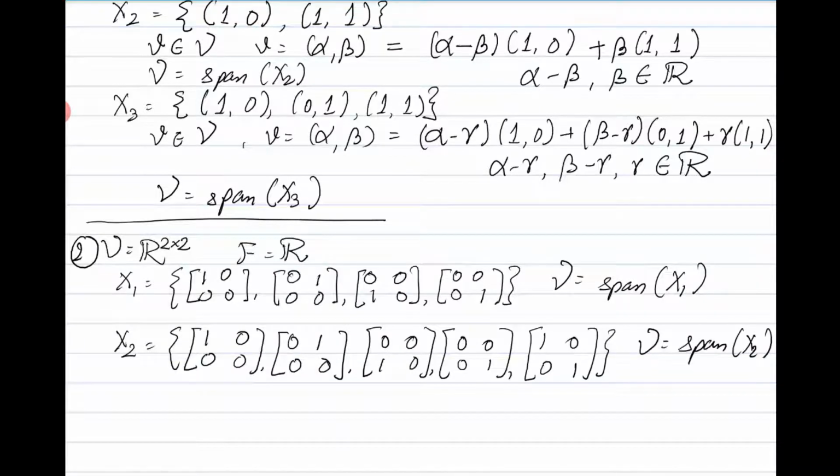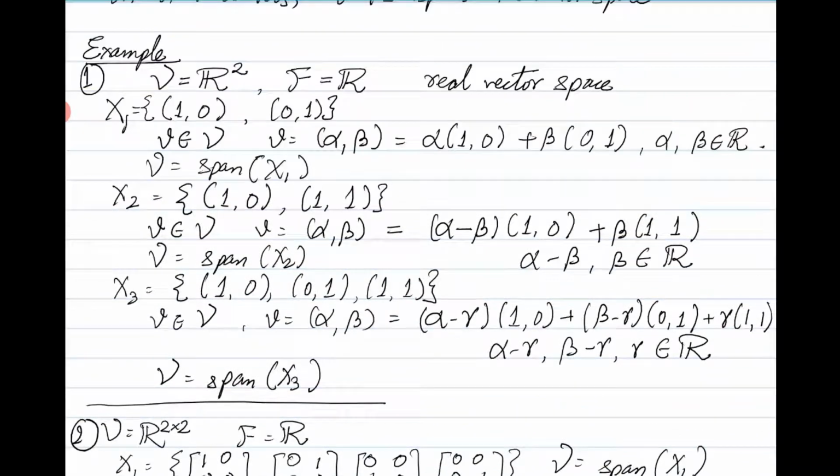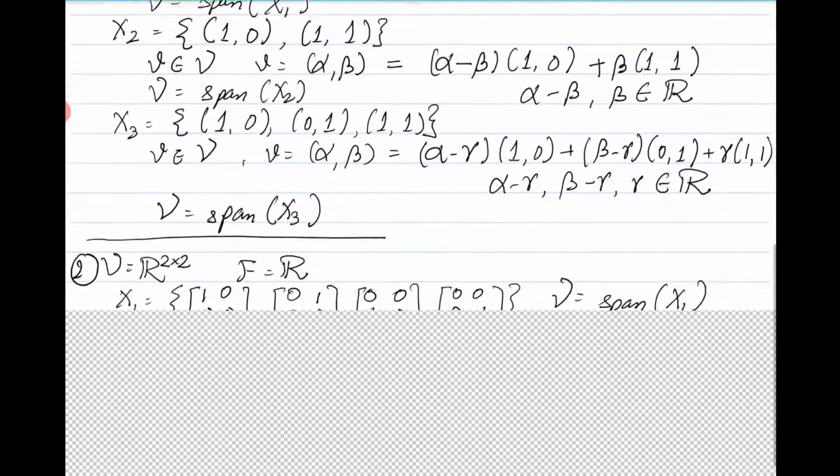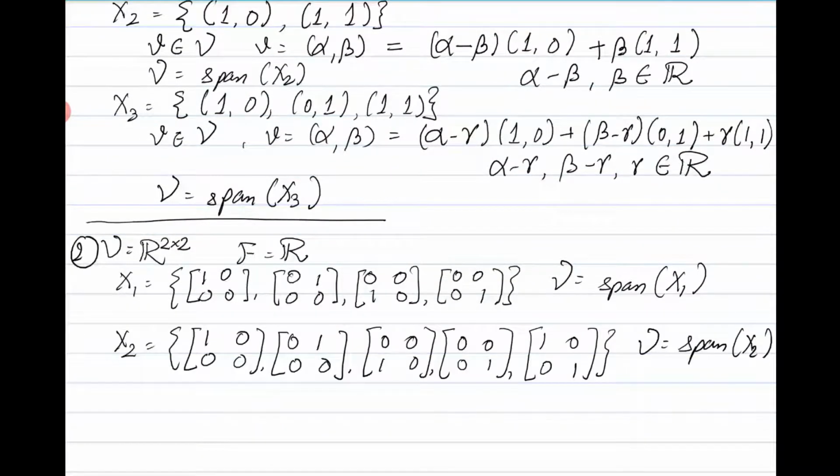The dimension was said to be basically the cardinality of the basis. In the first case, for the vector space R2 over the field reals, the cardinality of the basis is 2 and hence the dimension of the vector space is 2. Whereas for the 2 cross 2 real matrices vector space over the field of reals, the cardinality of the basis is 4 and hence the dimension of this vector space is also 4.